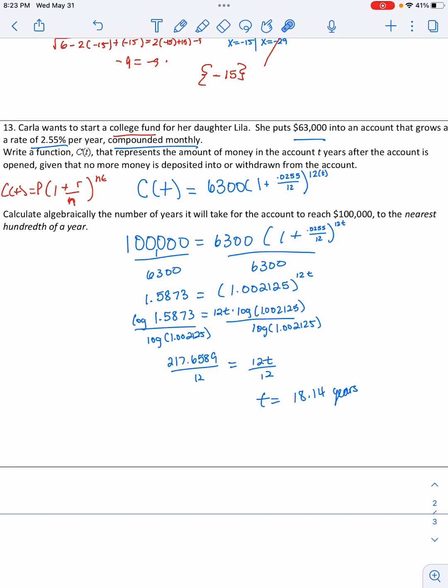Now remember, always round at the end. So you see how I have a lot of decimal values? You always want to round at the end, because if you round in the beginning, you might be a little bit off.